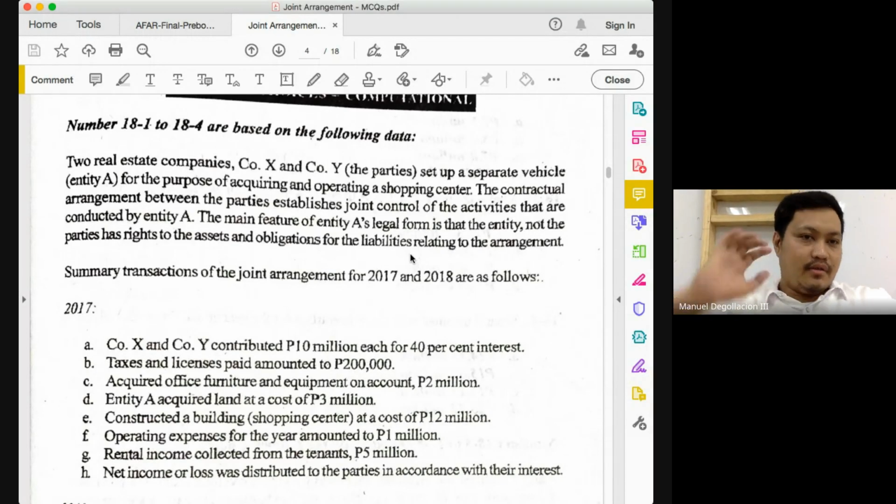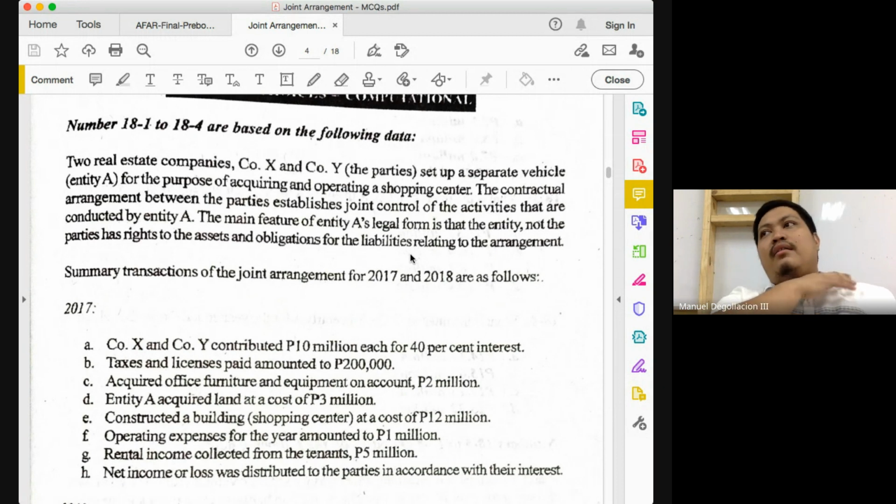So let's answer problem 18-1 to 18-4. The computation here, class, would be very simple. You'll have to simply go back to your equity method. If you can remember your equity method under the investment in associates class, then that will greatly help you in answering problems involving joint arrangements.